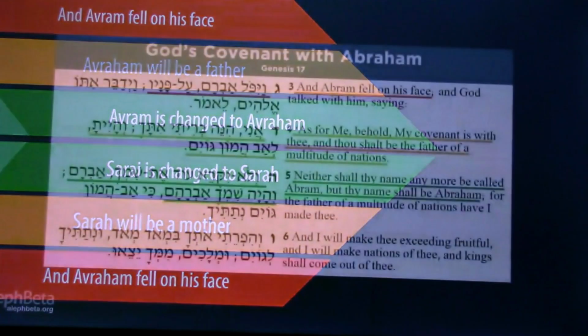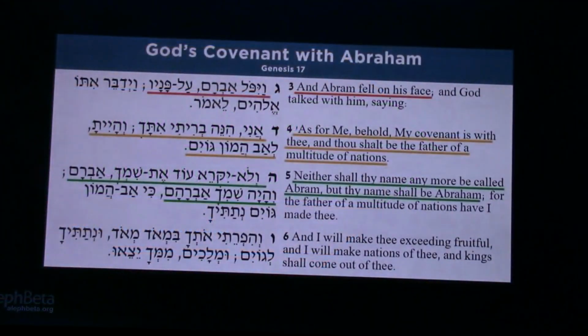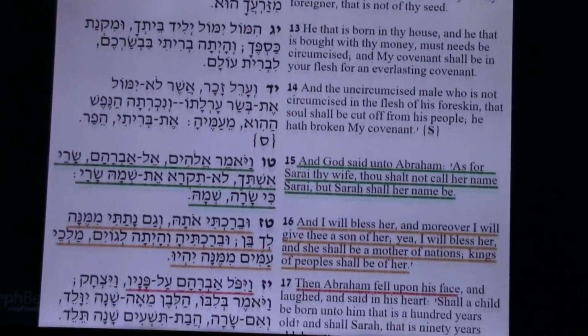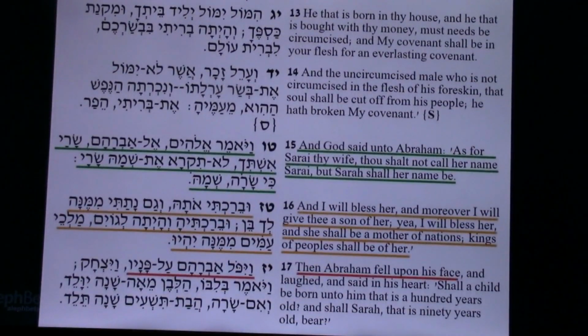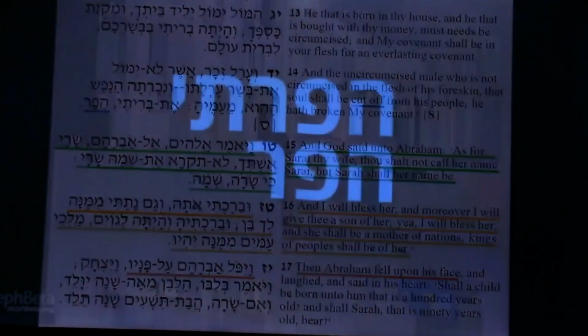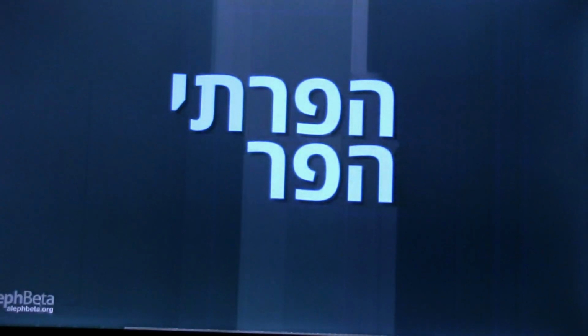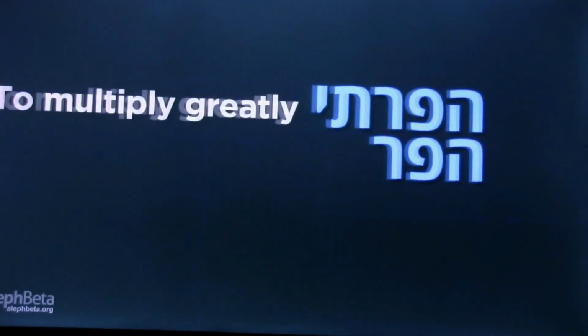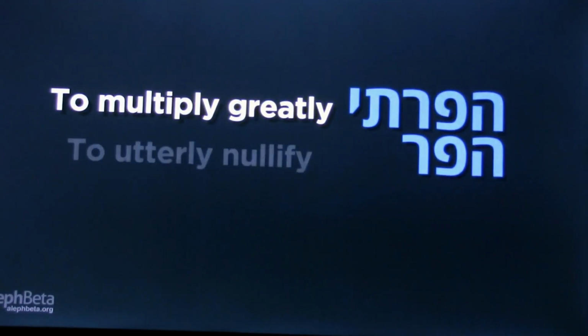Okay, take a look at the very next word, right after these first three elements. Verse 6, Vihifreti. Interesting. Do you see any analog for that at the bottom of the chiasm? Oh, look at that. The word hafer. Hifreti, hafer, is the same letters, hey, pei, resh. Interestingly, the same letters with opposite meanings. Hifreti means I will multiply you. Hafer means to utterly nullify.